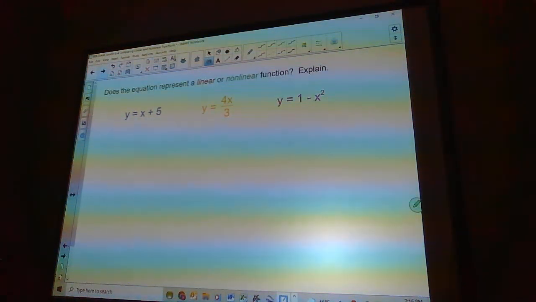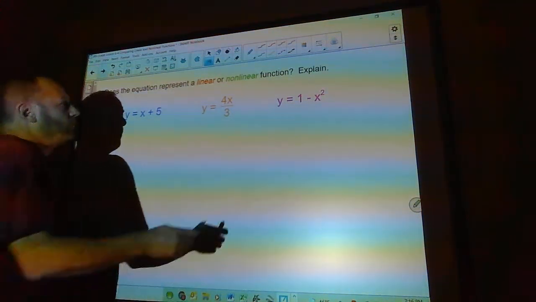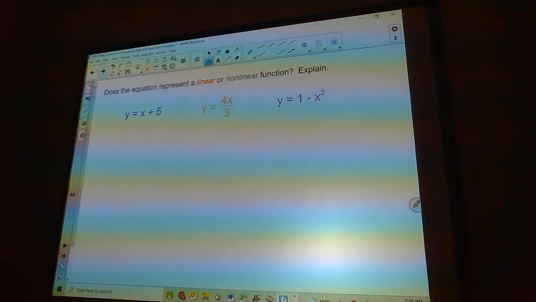Okay, does the equation represent a linear or nonlinear function? Well, I tell you what, why don't you pause this video, you guess which ones are going to be which, make a reason for why you think your guess is correct. Basically explain why you chose it was linear or not, and then jump back on here and see how you did.